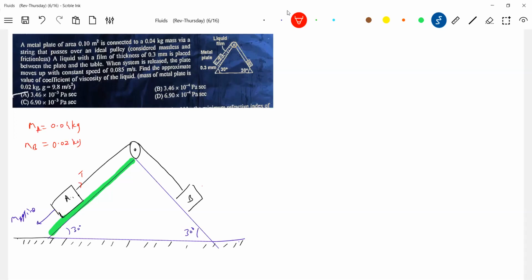The tension. So this will move down, this will move up. So viscous drag will be here, the tension, MBg sine theta. So only the viscous drag is what? Eta A V by the thickness called D. I think very easily you can manage this one, no?